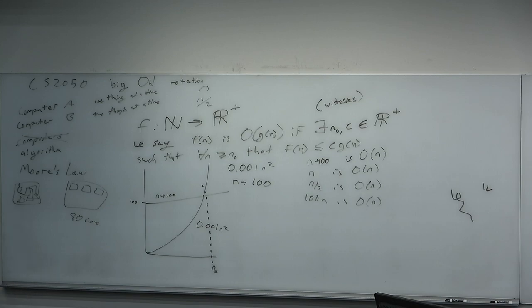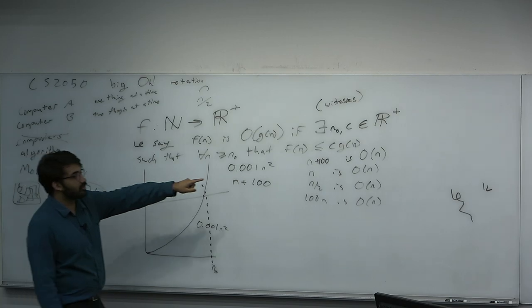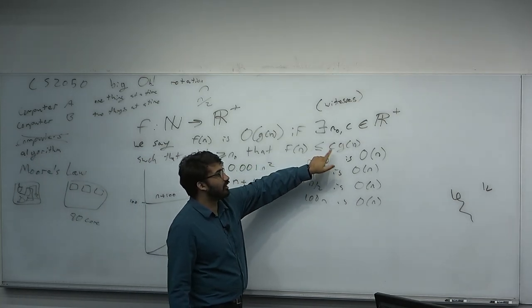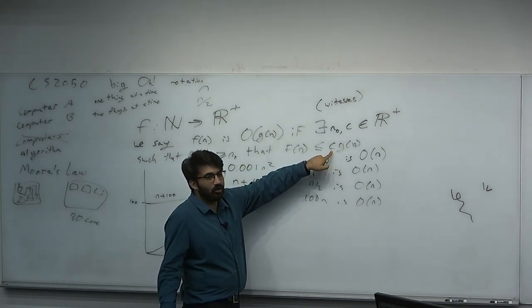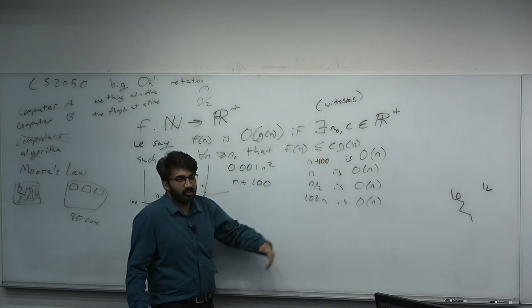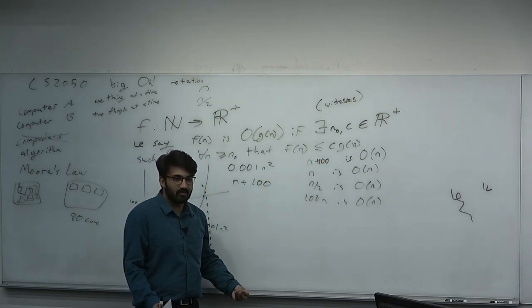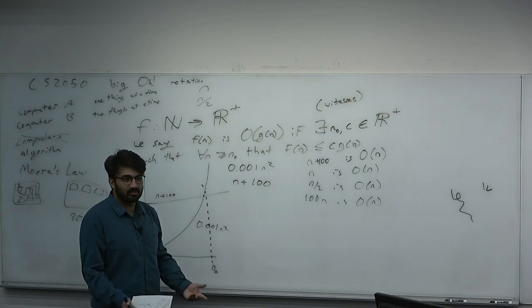loss in efficiency. This constant here, C of n, basically is historically really for Moore's law. The fact that the computer is 10 times faster shouldn't have an effect on the algorithm. 10 times is still just a constant.